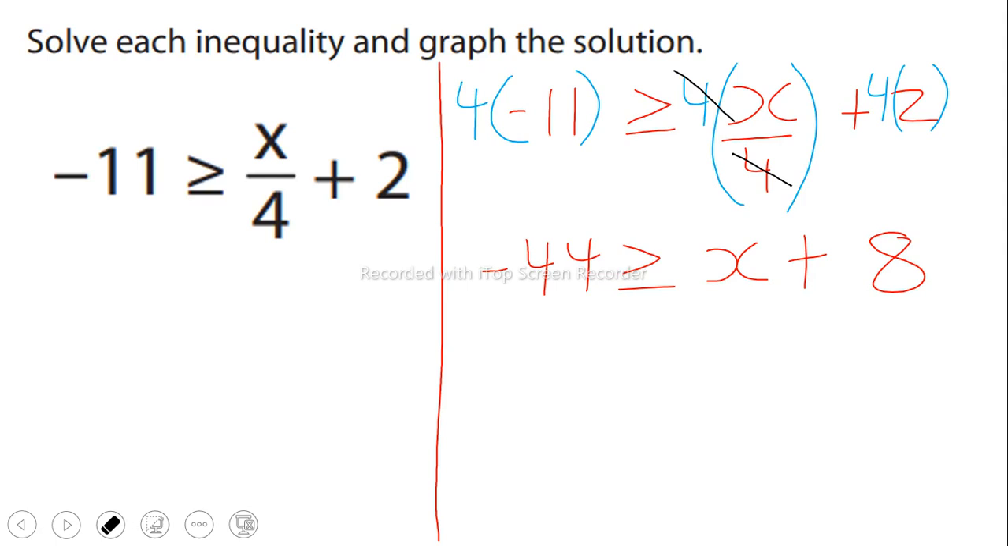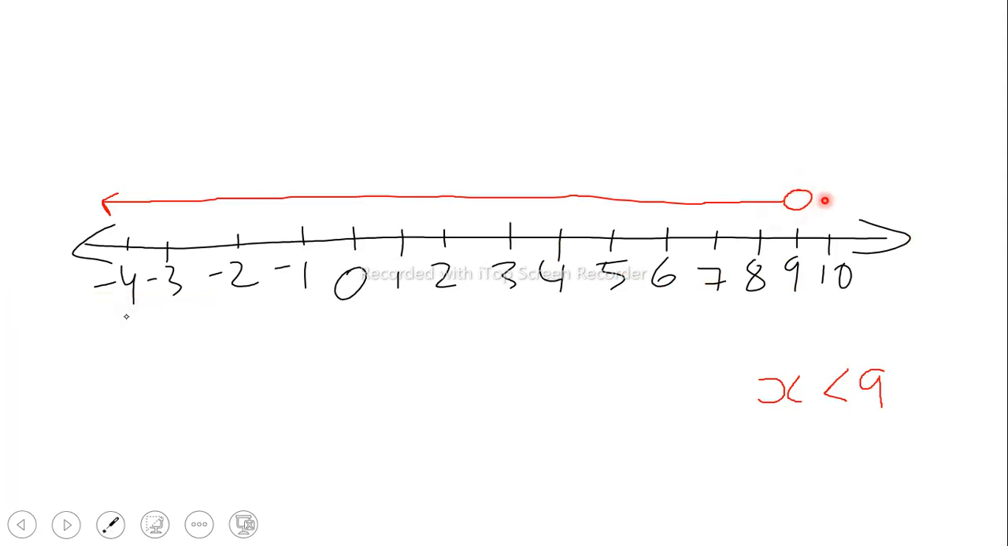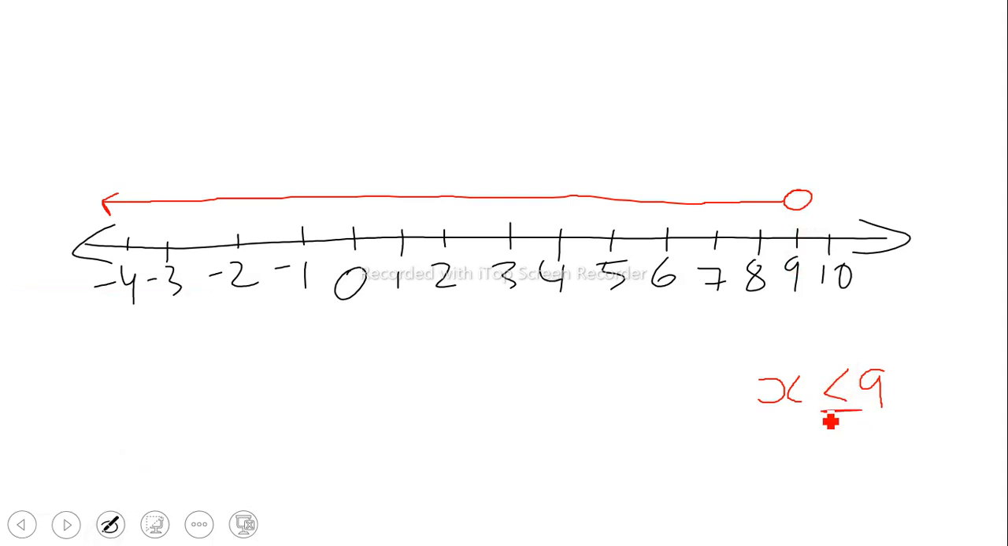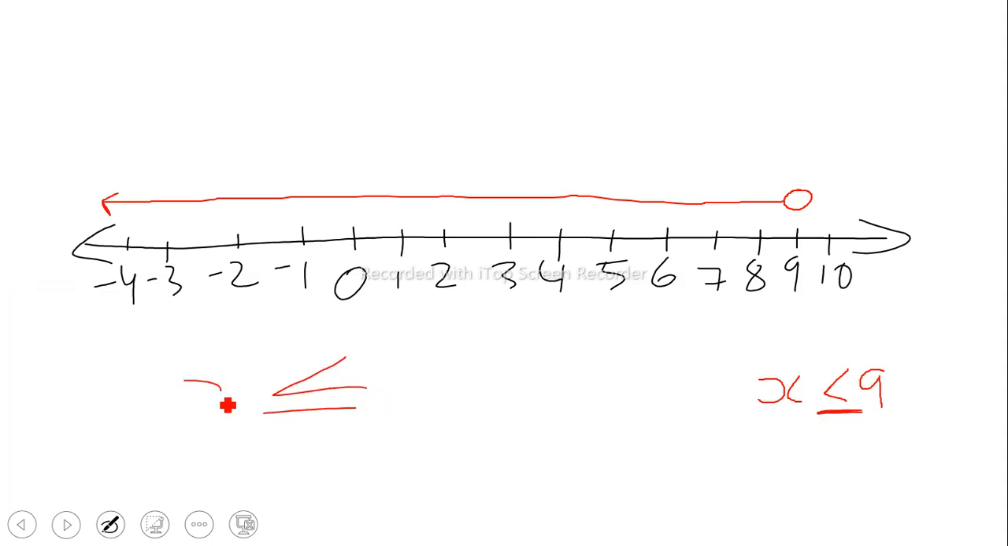Okay. So someone's asking, why didn't we shade the circle? Good question. We didn't shade the circle because notice that this is less than. It's not less than or equal to. All right. So that's why we didn't shade it. But if it was, if x is less than or equal to 9, then we would shade it. All right.